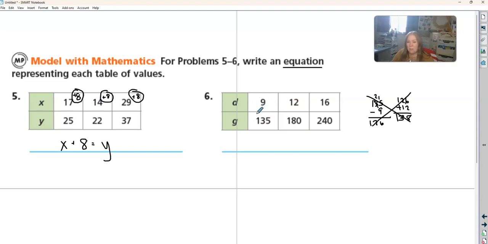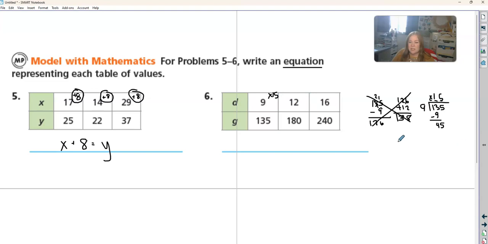So we need to know how many of these 9s to get to 135. So the opposite of multiply is divide. I'm going to work backwards and see how did I get there. So I need something above each of those. 9 can't go into 1. It goes into 13 one time. 4 left over, 45. Bring down the 5, goes in there 5 times. So this was times 15.